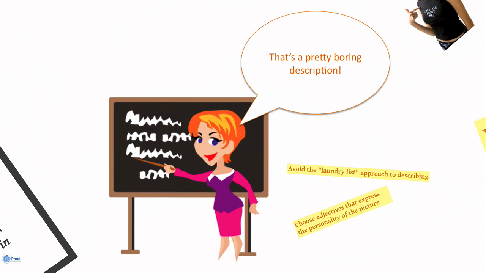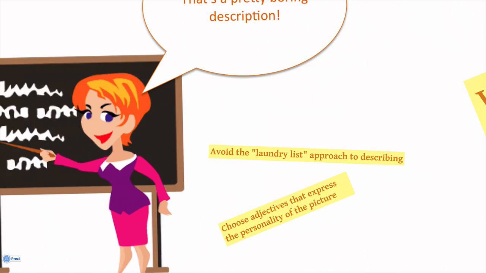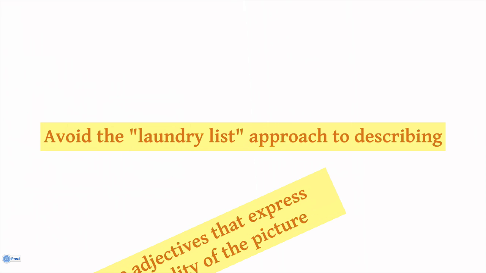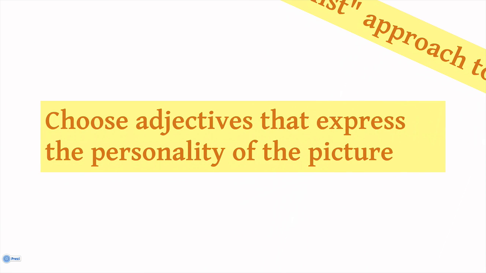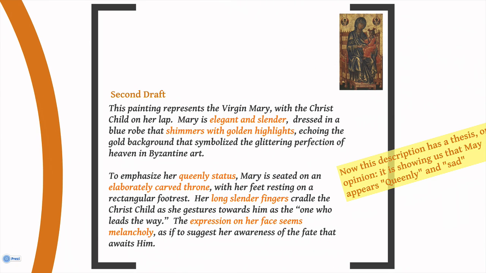This is actually a pretty boring description. It's simply a list of items in the picture. Avoid the laundry list approach to describing. Choose adjectives that express the personality of the picture. So here's a second draft that's more descriptive, that's trying to show rather than simply tell.